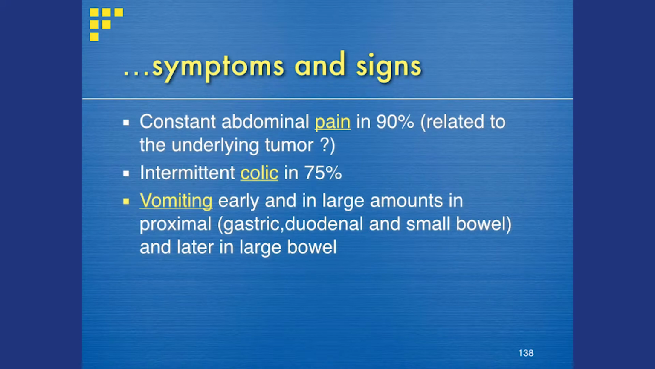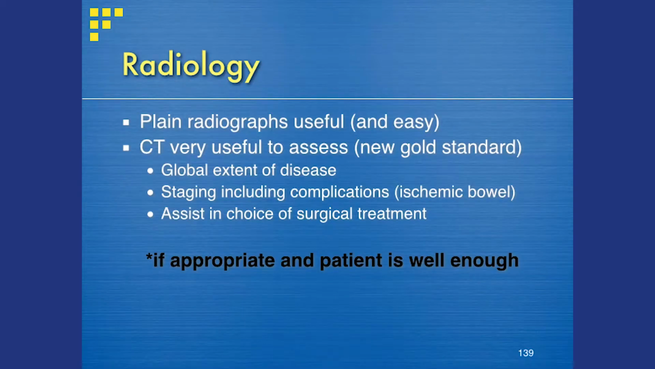There may be a constant pain or a colicky pain, but only 3/4 of them have true colicky, obstructive kind of pain. And the vomiting is quite variable, actually. If the obstruction is quite distal in the large bowel, it may be quite a long time before they actually develop nausea and vomiting, like even a week or more.